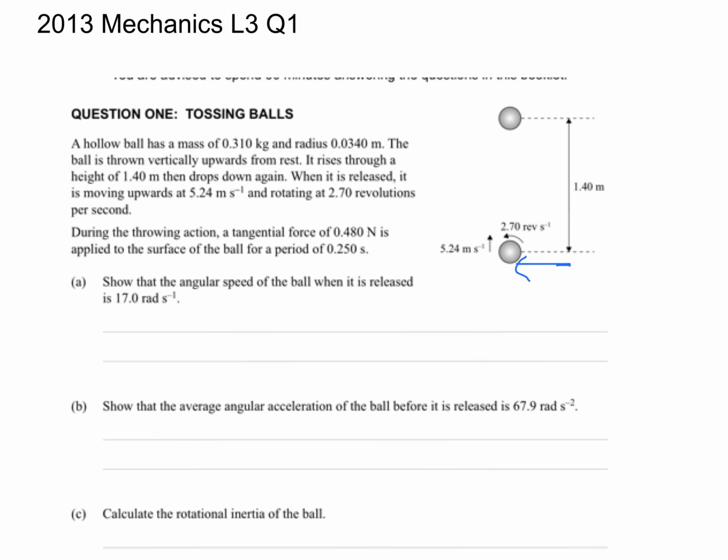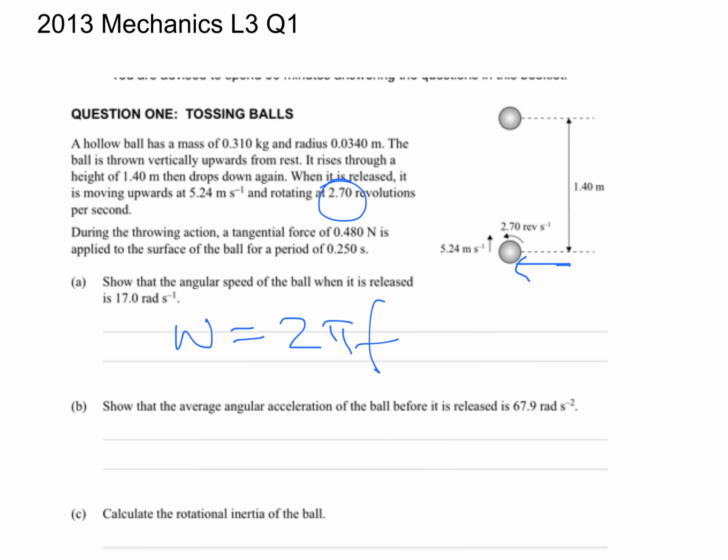This is just pretty straightforward. Omega equals 2 pi f. You've got the frequency given to you, 2.70 revolutions per second. 2 is 2, pi is pi. Plug it in and you should get that. It's a show question, so you have to actually do the calculation. You can't just write the answer.